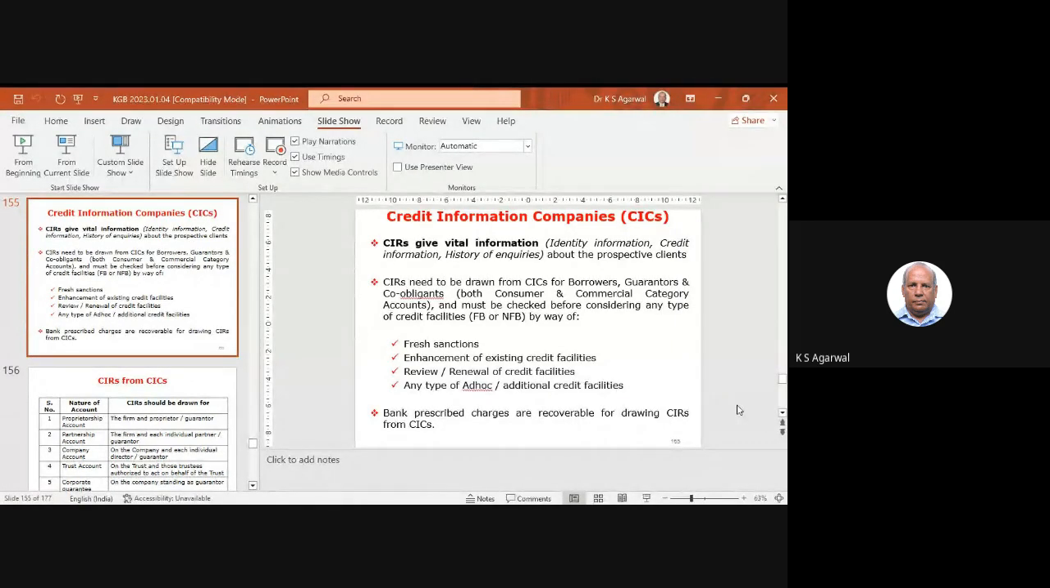Now, whenever we have to make any fresh sanction, enhancement of existing credit facilities, review or renewal of credit facilities, any type of ad hoc additional facility, we have to draw CIR from CIC on all the obligants. And bank prescribed charges are recoverable. The bank can prescribe charges and they are recoverable from the applicant, customer, borrower.